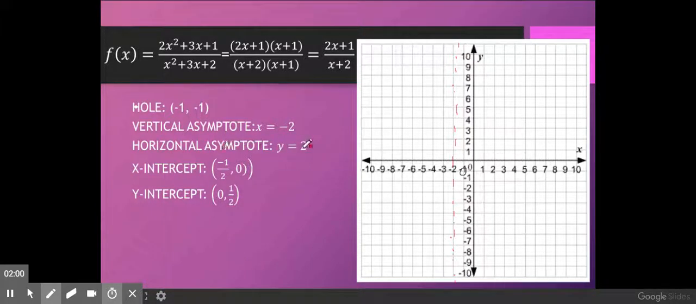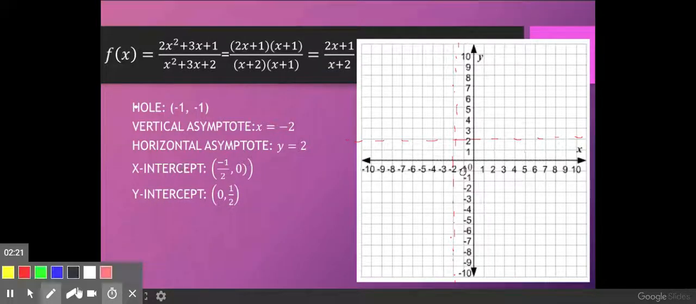Same thing with the horizontal asymptote at y equals 2. This is now a horizontal line, so we're going to draw it the other way. And I'm drawing it in red because it's not actually part of our function. That's why we use the dotted line and not a solid line. So we don't want to touch or cross these boundaries.